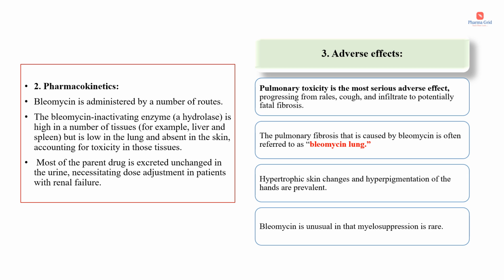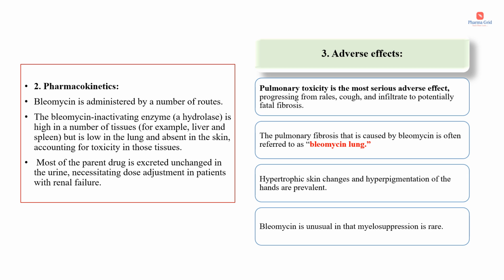Now about the pharmacokinetics of bleomycin. It is administered by a number of routes. The bleomycin inactivating enzyme, a hydrolase, is high in a number of tissues, for example liver and spleen, but is low in the lung and absent in the skin, accounting for toxicity in those tissues. Most of the parent drug is excreted unchanged in the urine, necessitating dose adjustment in patients with renal failure.